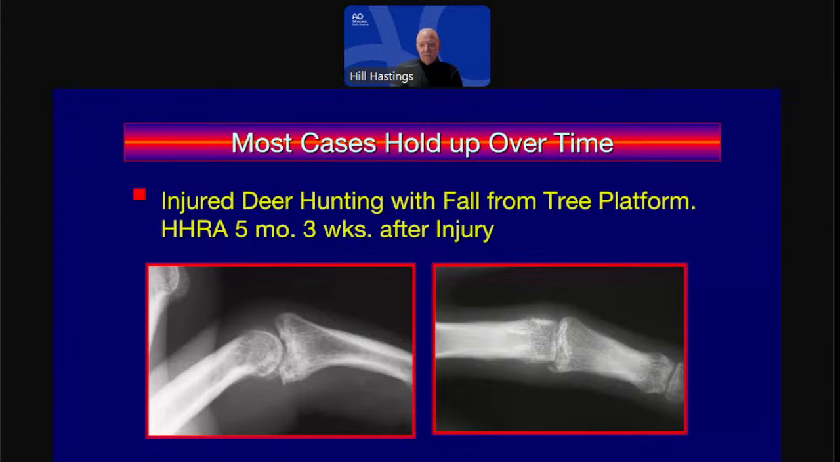This is a patient that fell from a tree platform some 20 feet that came to me almost 6 months out.